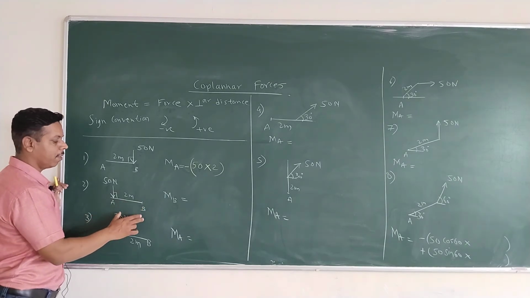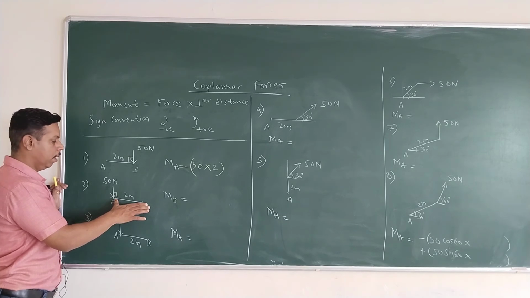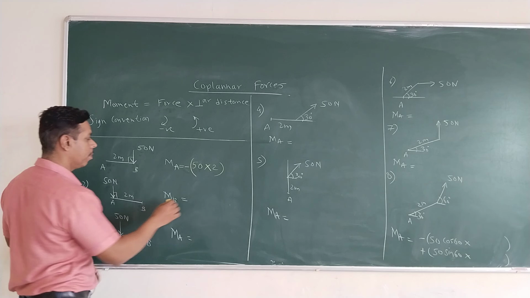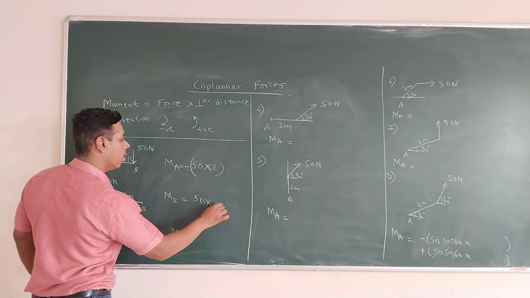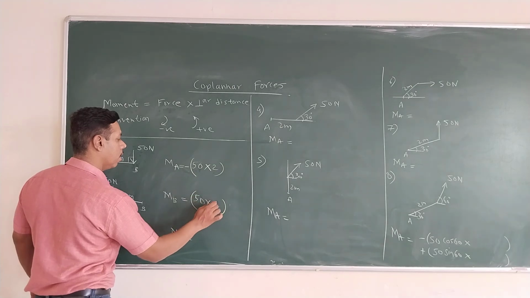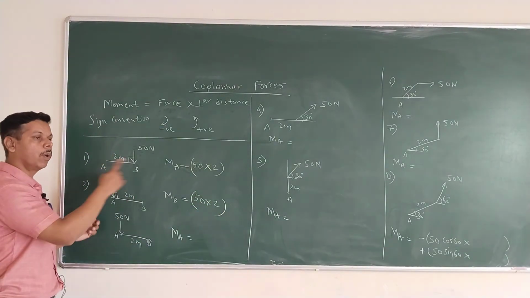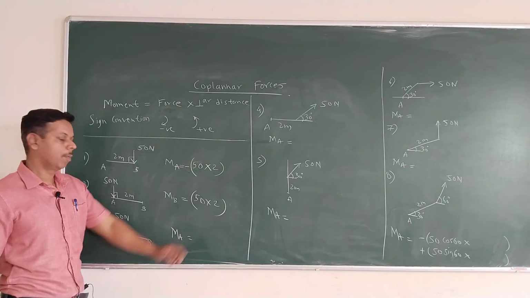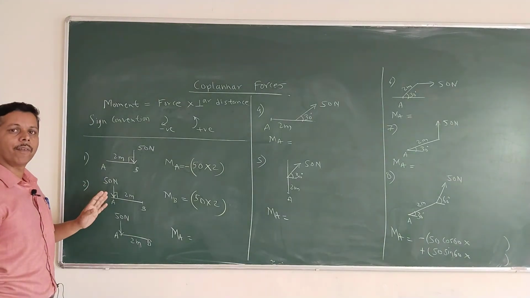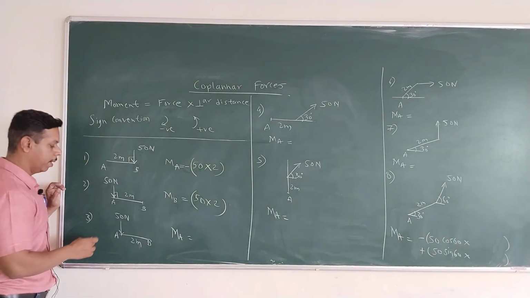Place a fixed finger at B and a moving finger at A. The force will create an anti-clockwise moment on B. So this is positive, positive 50 into 2. The force is downward, still it is producing a positive moment. So don't consider downward means negative. Consider downward means negative in summation Fy, not in moment.